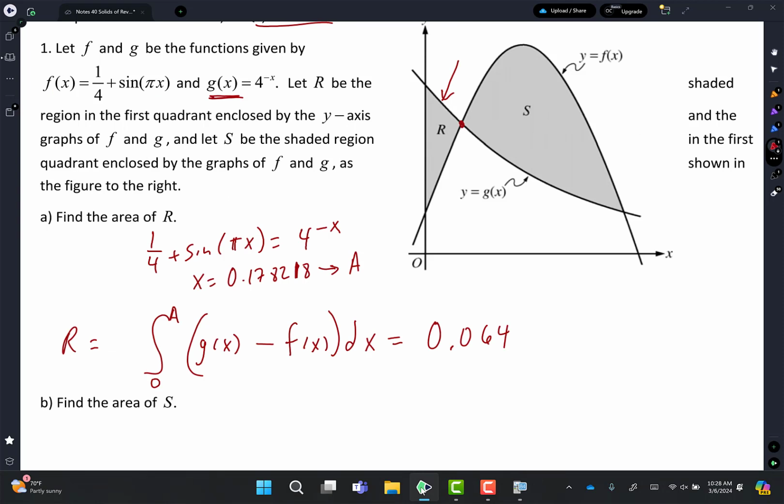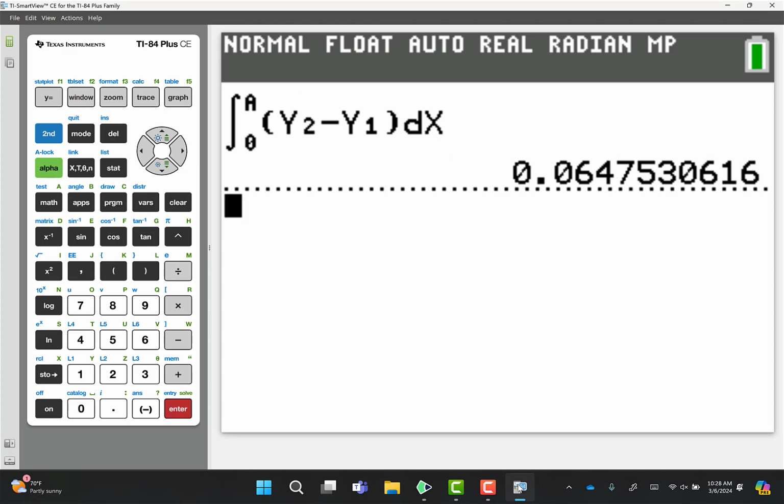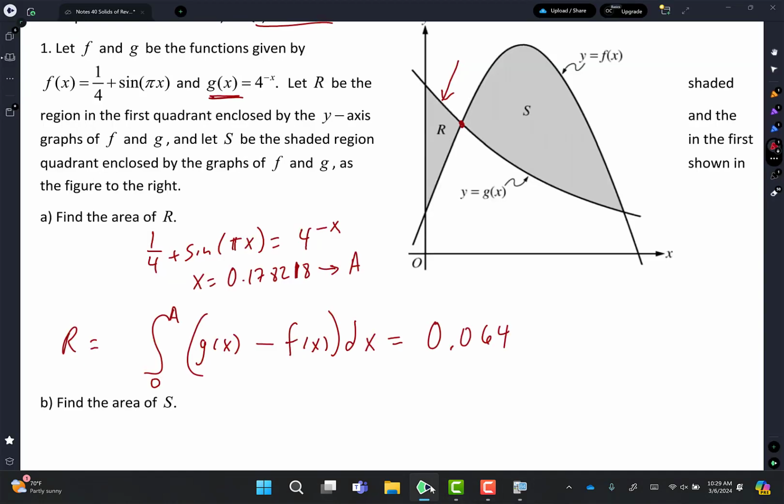0.064. You could also say 0.065. You know what? I like to put as many digits as possible. 0.064,753. If you put 0.065, that's perfectly acceptable. 3 digits after the decimal minimum. Are we okay so far?